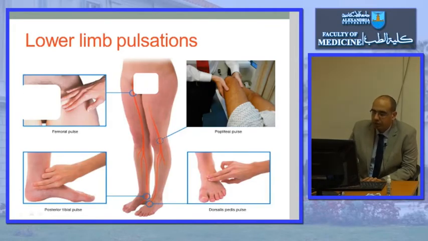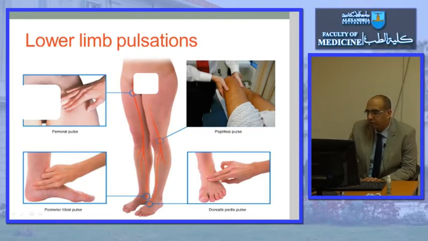Lower limb pulsation, this is femoral pulsation. Femoral pulsation is felt below the inguinal ligament, which is present between the anterior superior iliac spine and the symphysis pubis. We go for the mid-inguinal point and go half a centimeter below it. This is the site to examine the femoral artery.